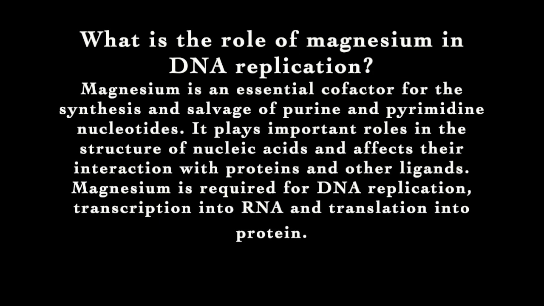What is the role of magnesium in DNA replication? Magnesium is an essential cofactor for the synthesis and salvage of purine and pyrimidine nucleotides. It plays important roles in the structure of nucleic acids and affects their interaction with proteins and other ligands. Magnesium is required for DNA replication, transcription into RNA and translation into protein.